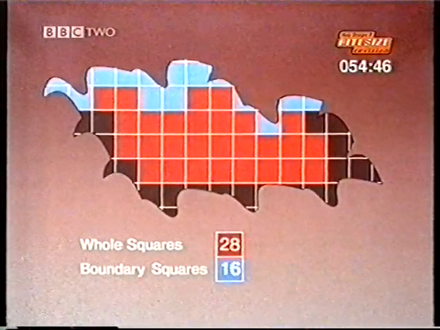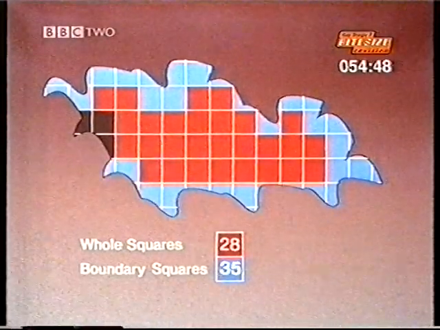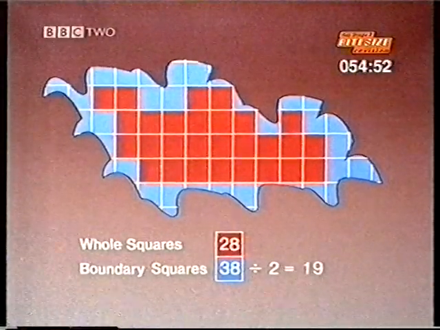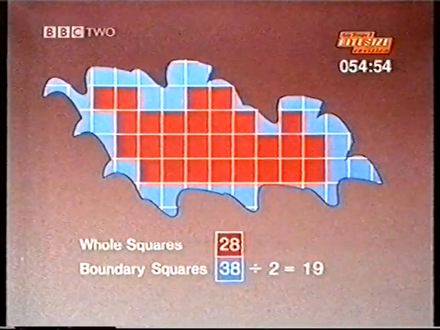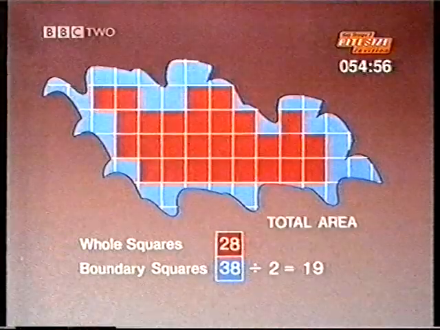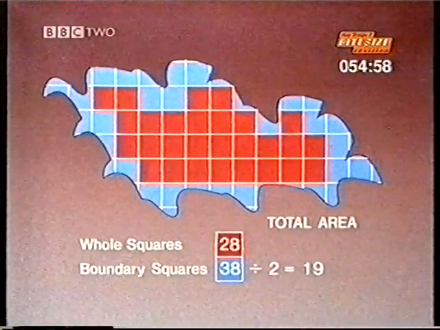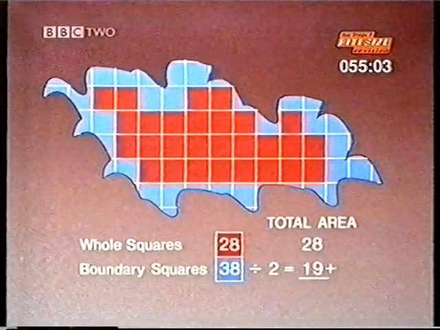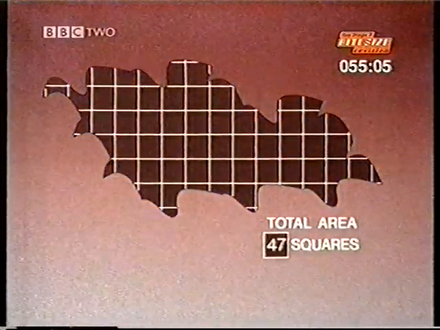So we could estimate the number of whole squares by counting all the boundary squares and dividing that by 2. That equals 19. This gives a total area of 19 plus 28, 47 squares.